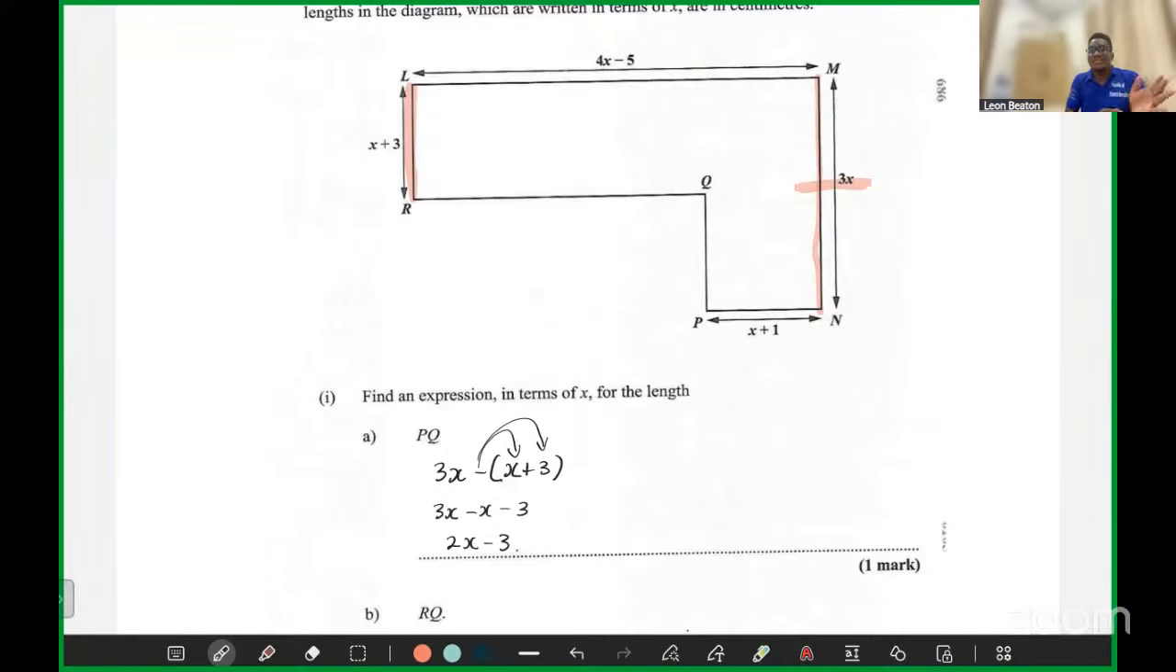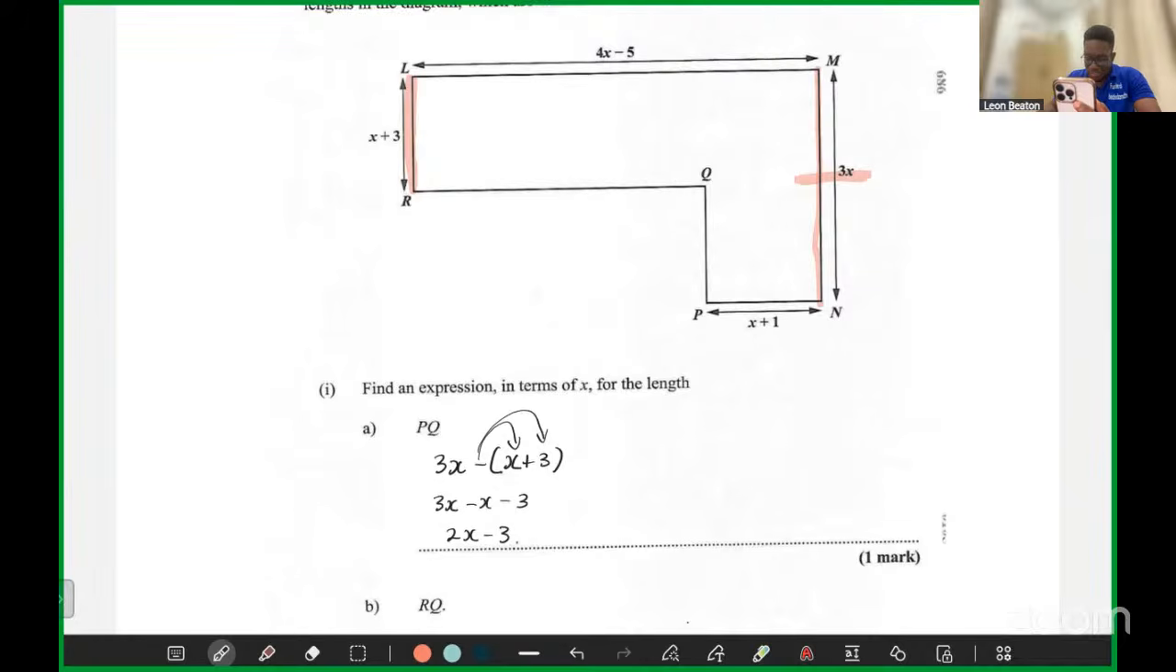When you're minusing an entire bracket, be very, very careful. You will lose easy marks by that. When you're adding, you don't care about brackets. Adding won't change anything, but minusing has an impact. That is why you put the term in brackets when you're minusing.